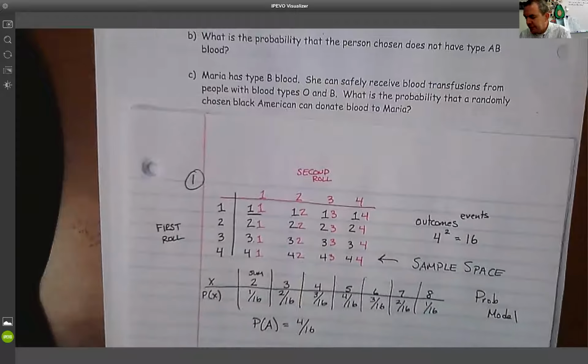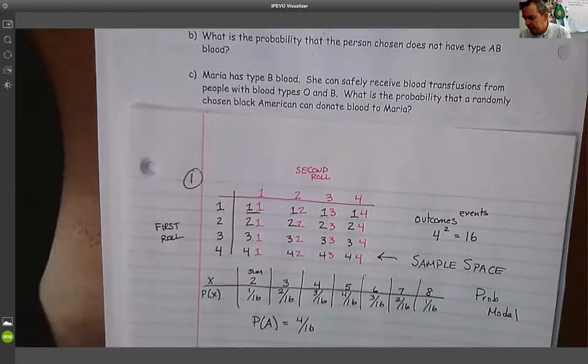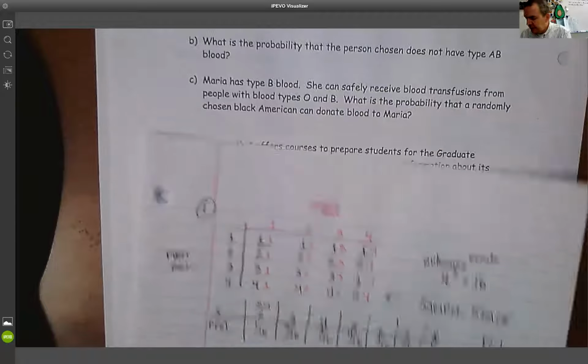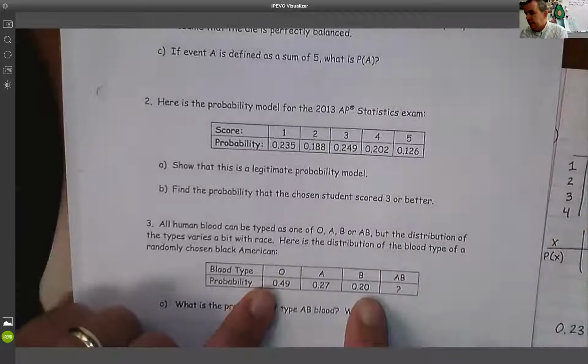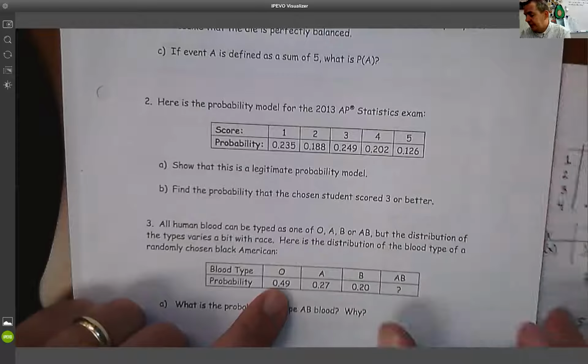Maria has type B blood. She can safely receive blood transfusions from people with blood types O and B. What's the probability that a randomly chosen Black American can donate blood to Maria? So again, what I'm looking at is she said she can take it from O and B. In this case, what that means is these are mutually exclusive. You can't have 2 different blood types. You're allowed to add those together.